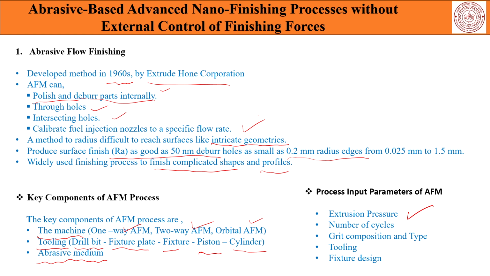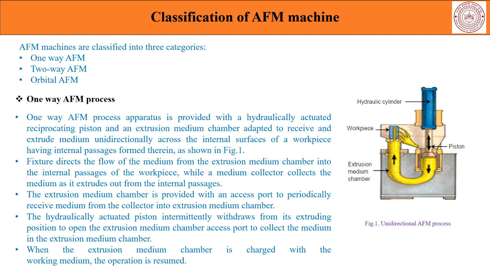There is also the number of cycles of flow, which means that if the cyclic process induces this translation of the abrasives coming close to surfaces, you can make it a to and fro effect or even a unidirectional effect. But again, how many cycles are used in the machine to finally achieve a fixed Ra value is a parameter. You have grit composition and type, the tooling type and the fixture design. So, these are different process input parameters for AFM, the abrasive flow machining process. I am going to classify AFM now as one way, two way and orbital AFMs.